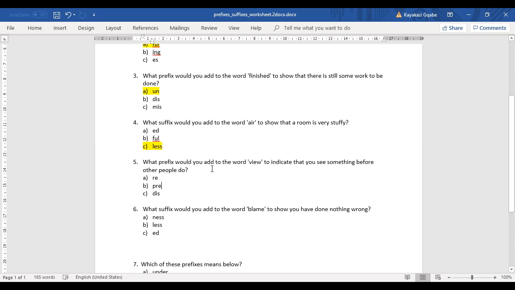What prefix would you add to the word view to indicate that you see something before other people do? We already know that it's not a review, it's not a disview as well, it's a preview. Okay, the answer here would be B for a preview.